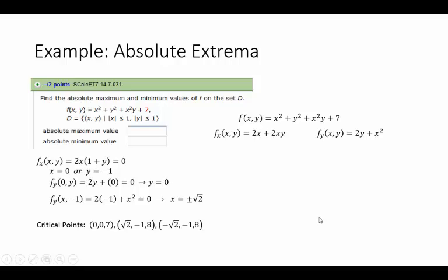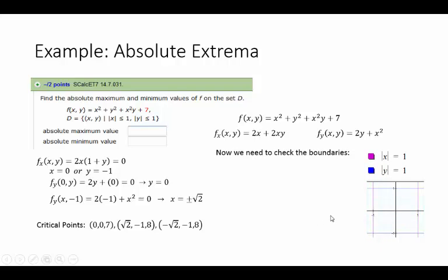Now let's take a look at our domain, our D. That is going to be a 2 by 2 square centered around the origin. And one thing to note is that square root of 2 is like 1.57 or something like that. So we're out of the domain. So we can just cross that out and not worry about it anymore, because that's not part of our domain. So now we have a critical point (0, 0) with a value of 7, and we just need to figure out the boundaries.